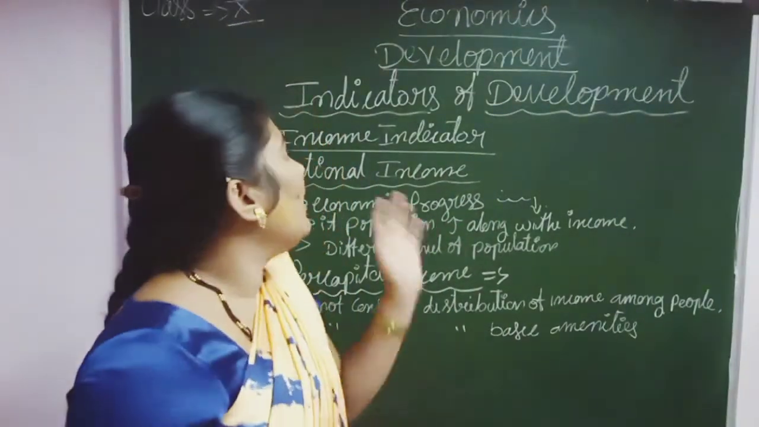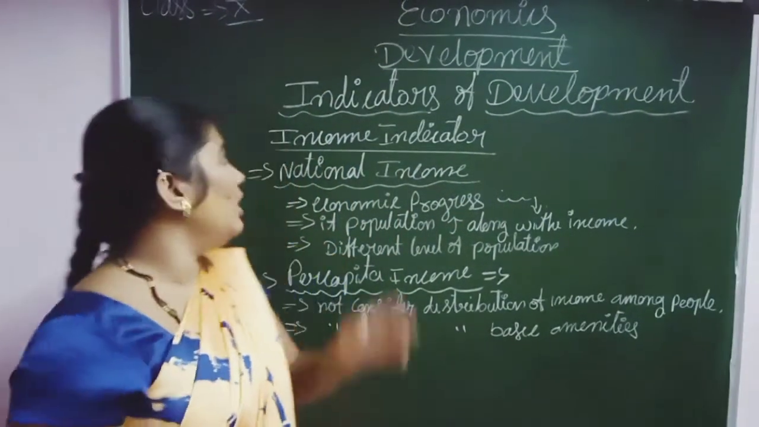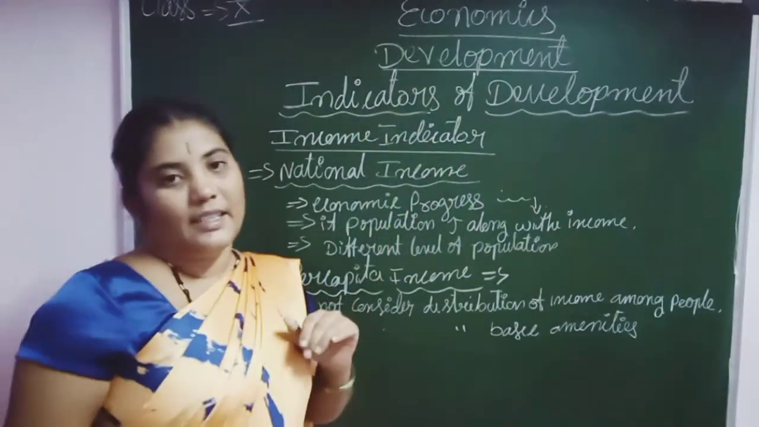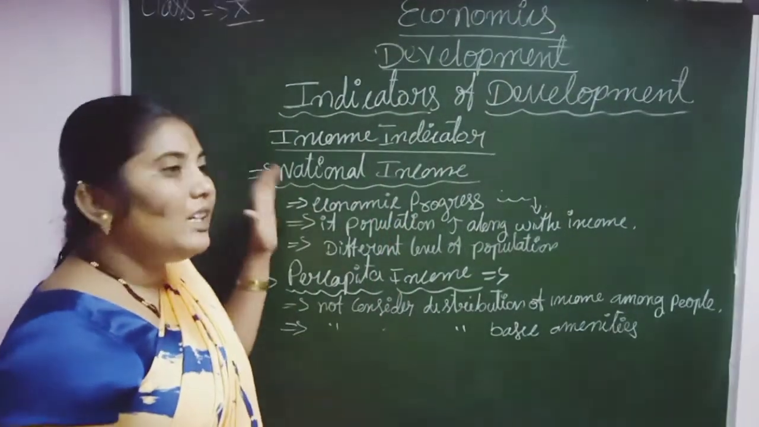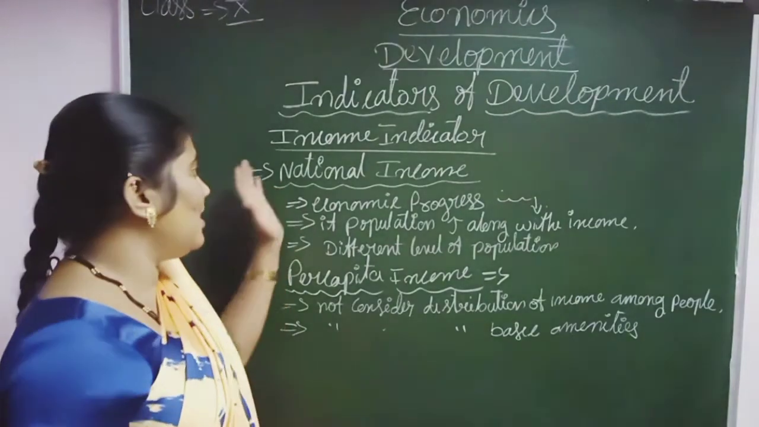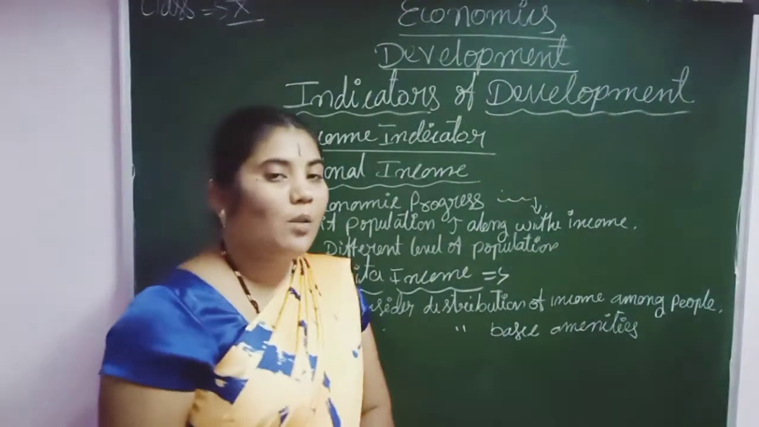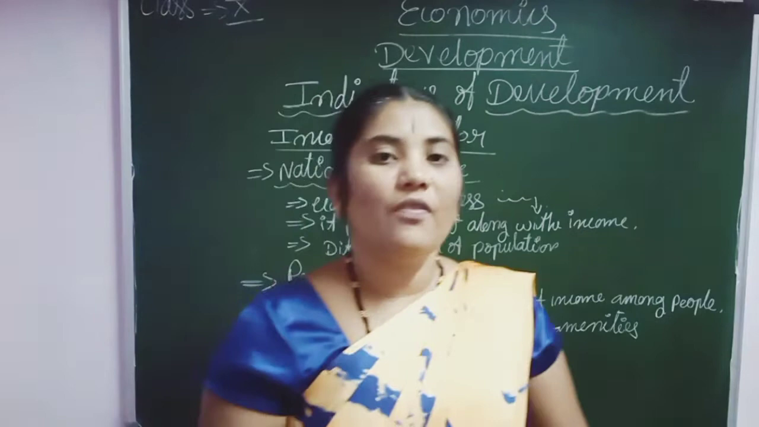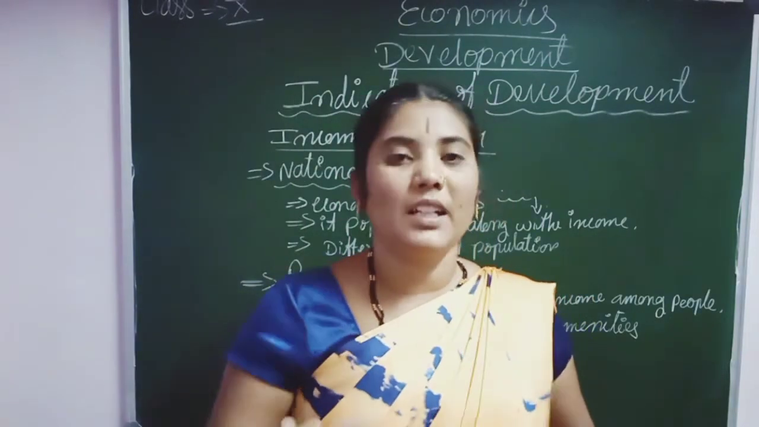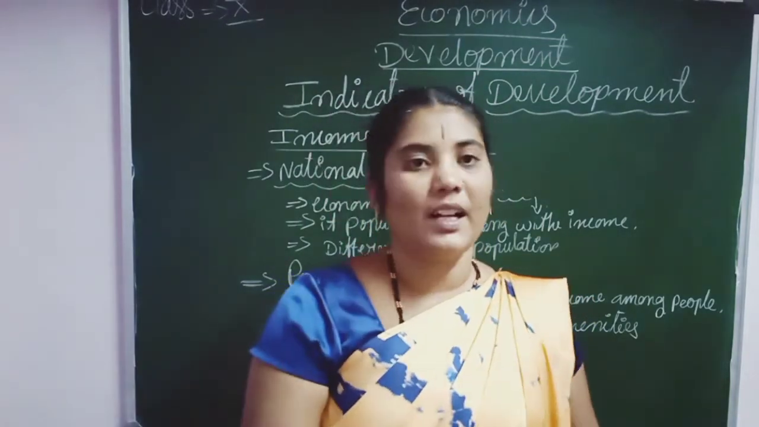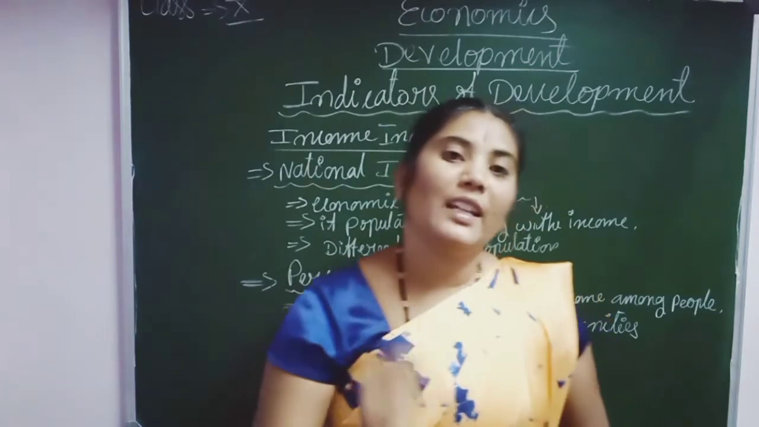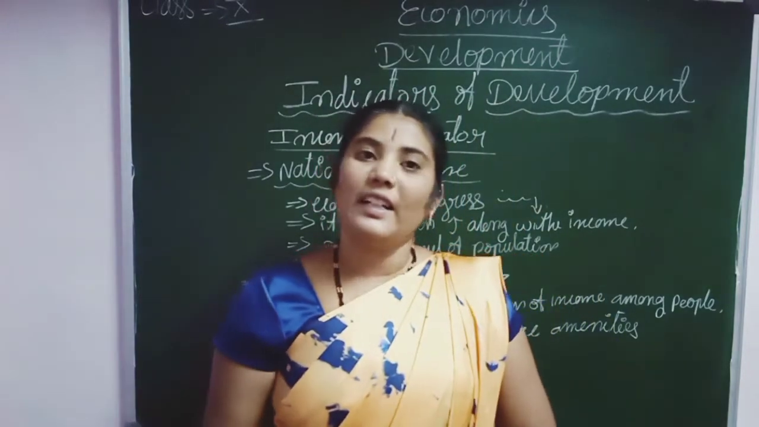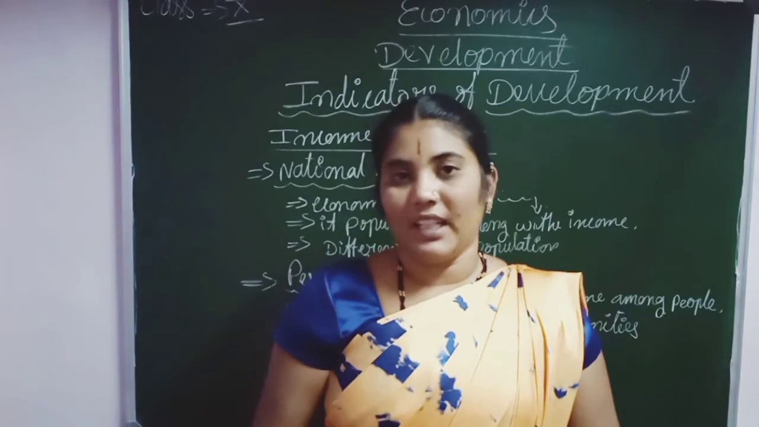What are the indicators of development? Income indicators. In the income indicators we make two parts. The first one is national income. Already I said that the country which has more income is considered a developed country, but the country which has very little income is the backward country. We can calculate that easily.